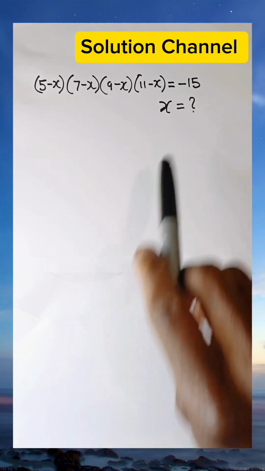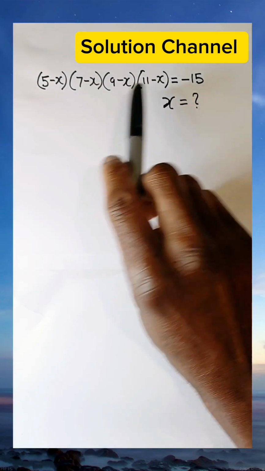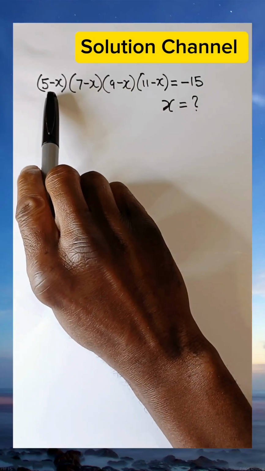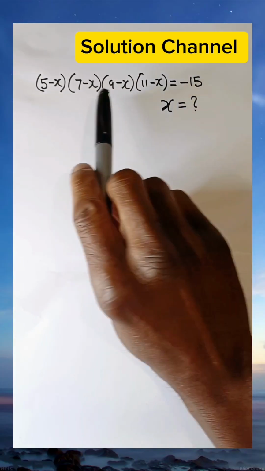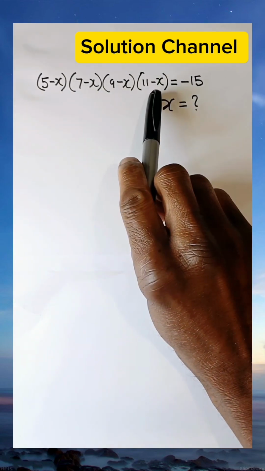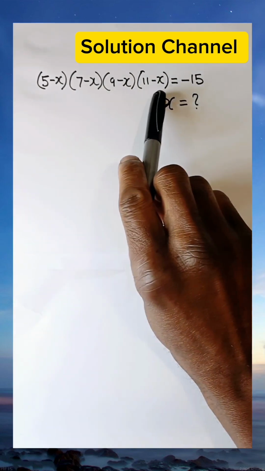Now let's get started. On the left hand side, these four terms are multiplying. I'm going to multiply the first term by the fourth term, and I'll multiply the second term by the third term. You know multiplication is commutative. The order of the multiplication does not matter.